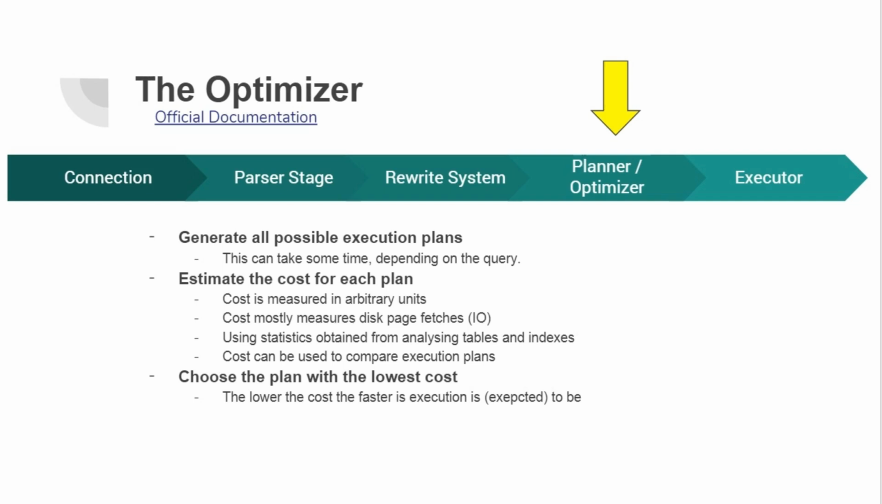Okay? So once the database drafted all the possible execution plans and estimated the cost for each one, it chooses the plan with the lowest cost, because the lower the cost, the faster the query is expected to be.